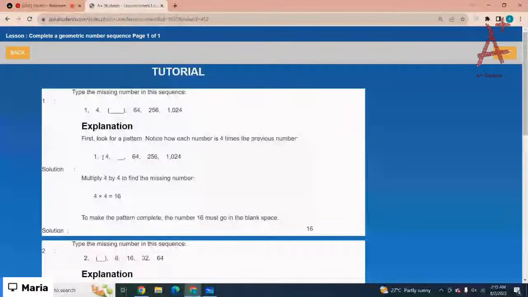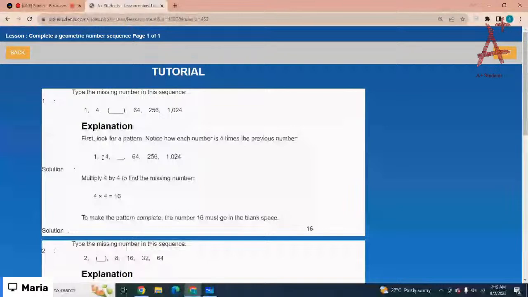So basically the geometric number sequence is the one in which you can get the next number by multiplying or dividing the previous number by a specific number. Got it? The other thing is arithmetic sequence. Arithmetic sequence is the one in which you get the next number by adding or subtracting a specific number to the previous one, like the one we did earlier.